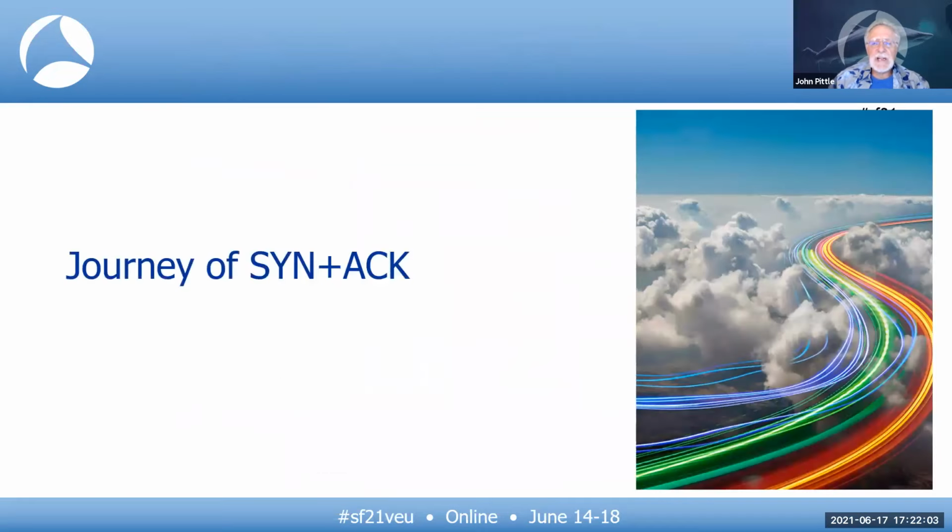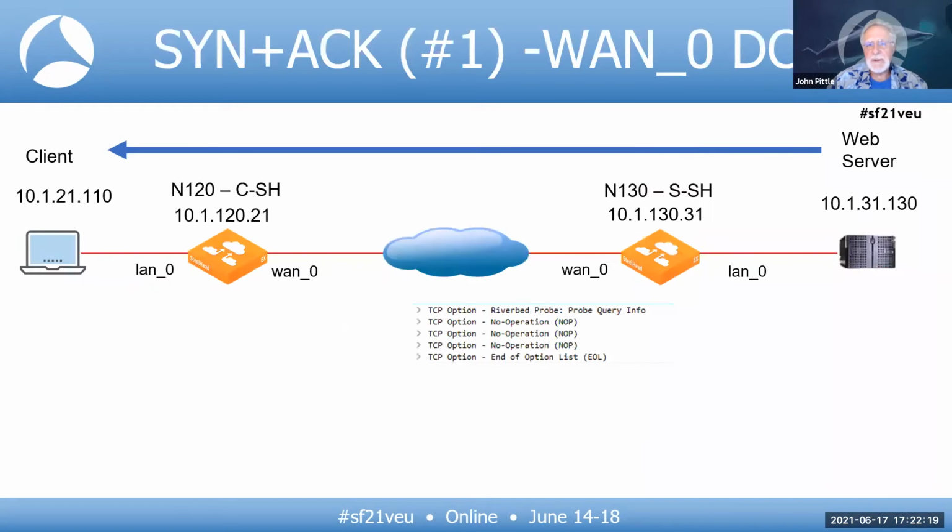So let's now take a look at the journey of the SYN ACK. We're going to switch direction now. We saw what happened going from client to server. Now let's see what happens going from the server back to the client. And we're going to start with the first of 2 SYN ACKs that came from the WAN 0 interface of the server side steelhead.